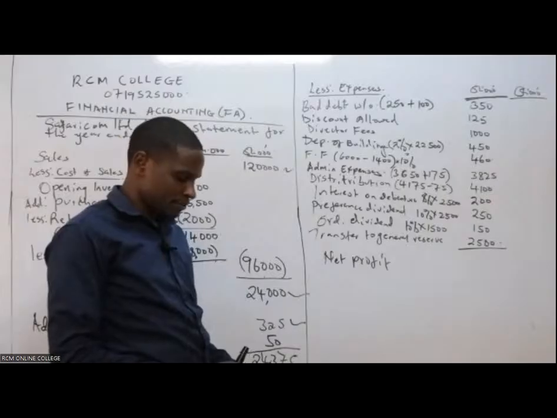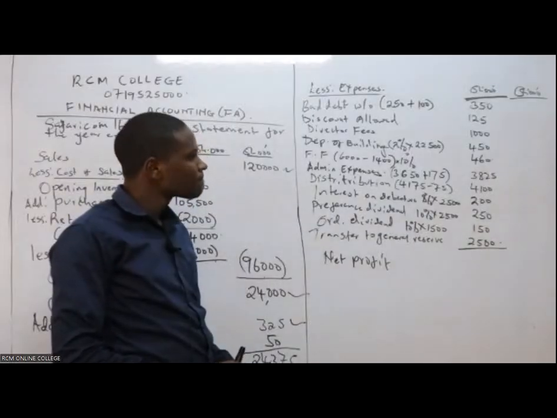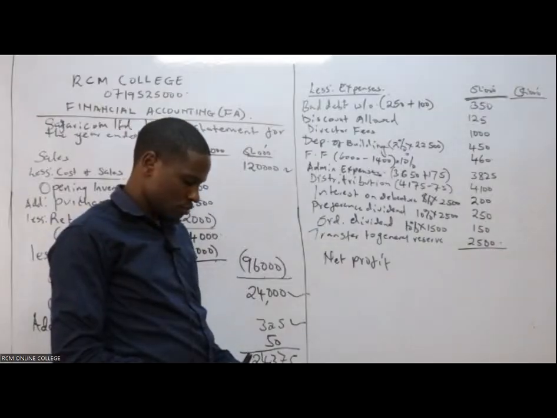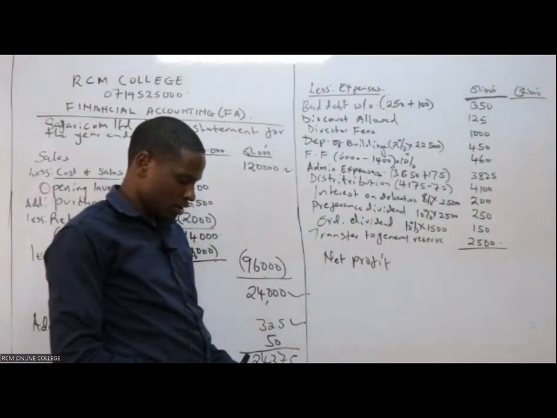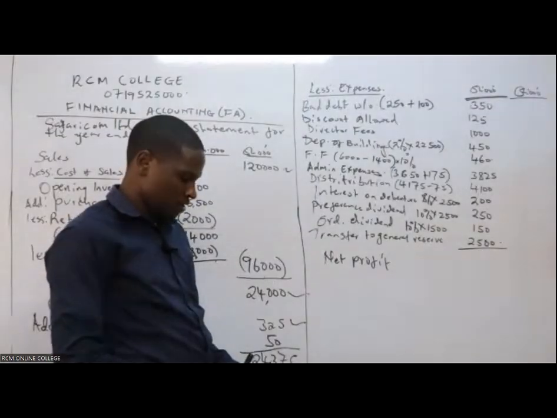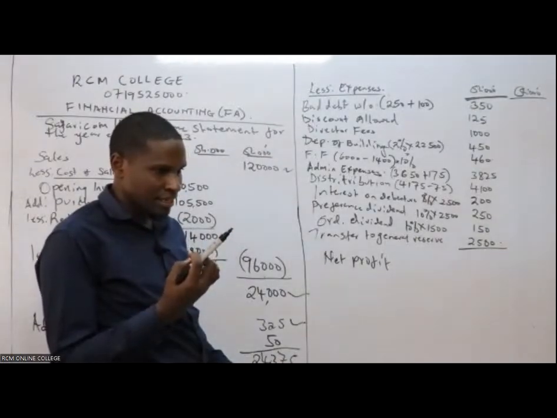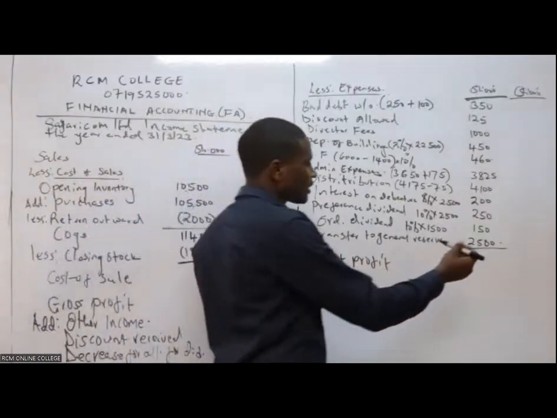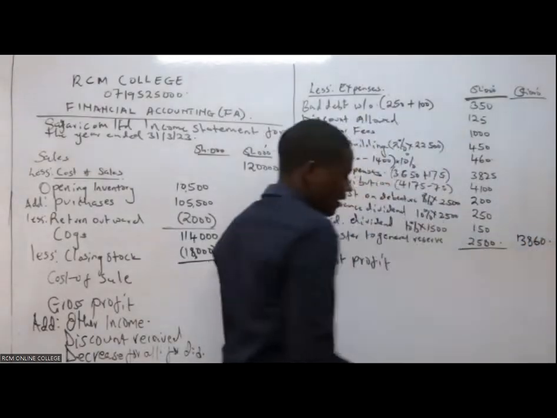So I have 475 plus 1450 plus 460 plus 60 plus 3825 plus 4100 plus 200 plus 250 plus 150 plus 2500. I get 13,860. Unless there is a figure I don't know here, all the workings seem right. 13,860.